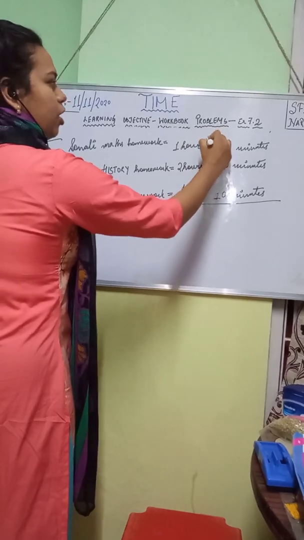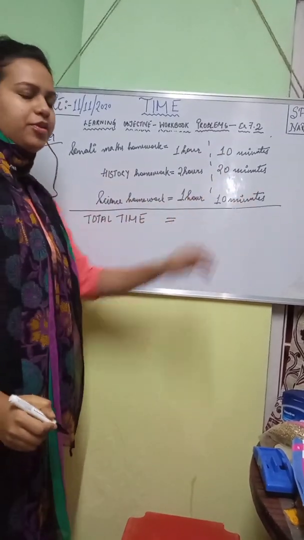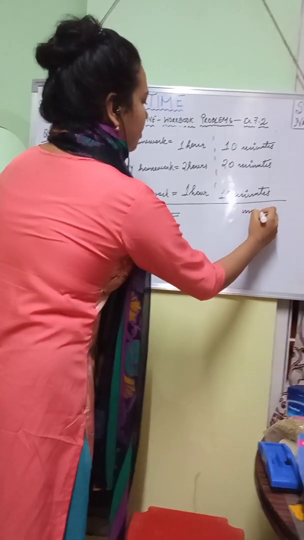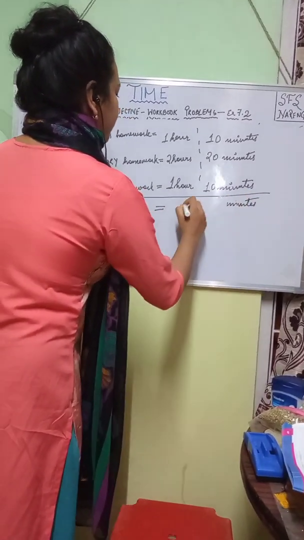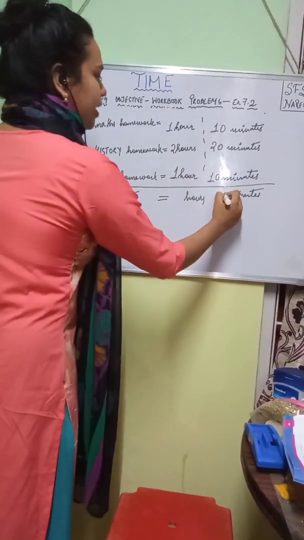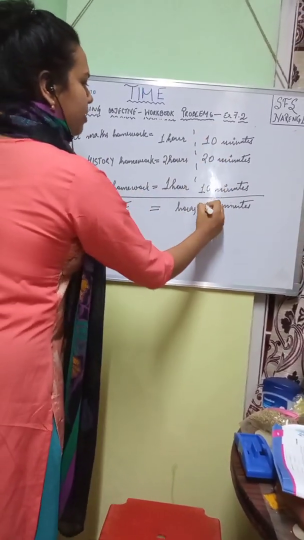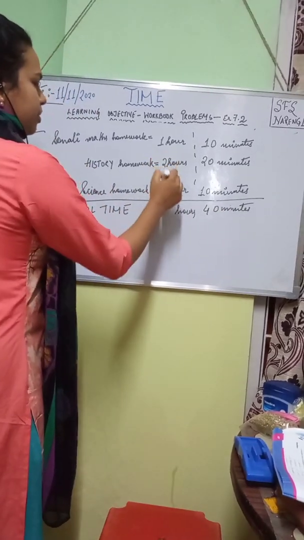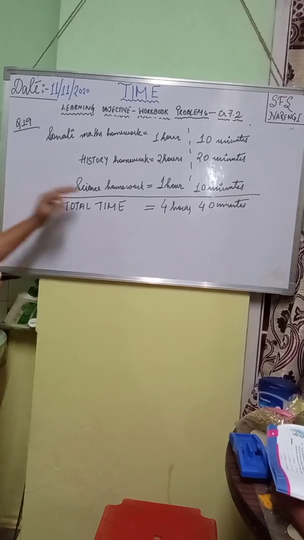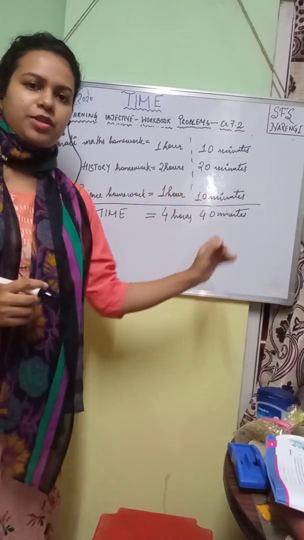Okay. So you already have your hours and minutes separate, right? So afterwards, what can you do? You can add the minutes and the hours. Okay, minutes and hours. So if you add it up, what do you get? 2 plus 1, 3 plus 1, 40 minutes and 4 hours, right? So Sonali completed her homework in 4 hours and 40 minutes.